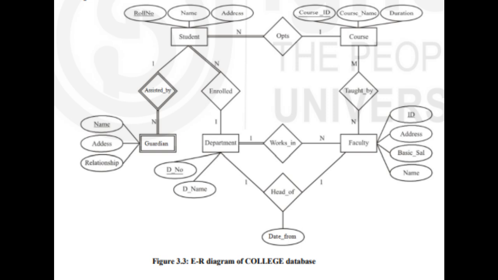2. Works_in is a 1:N relationship between department and faculty, as one department can have many faculty, whereas a faculty is associated with only one department. Participation from both the sides is total, as every department has at least one faculty and every faculty must belong to a department.